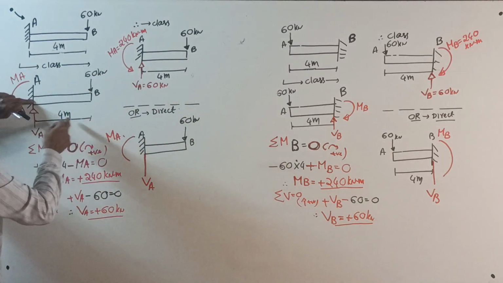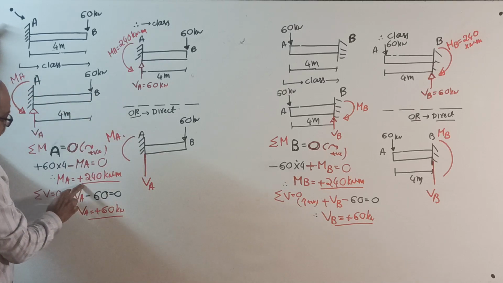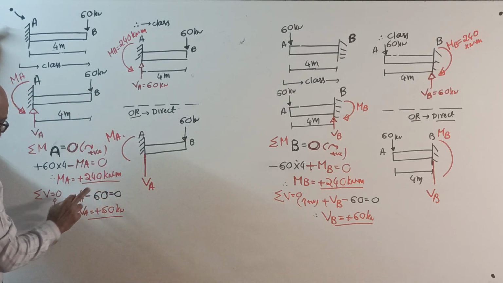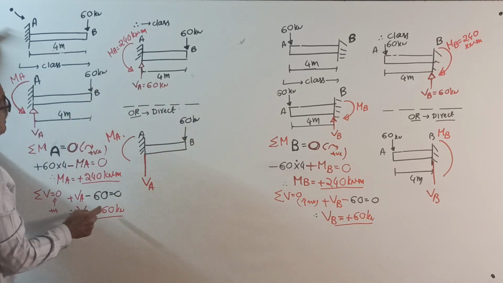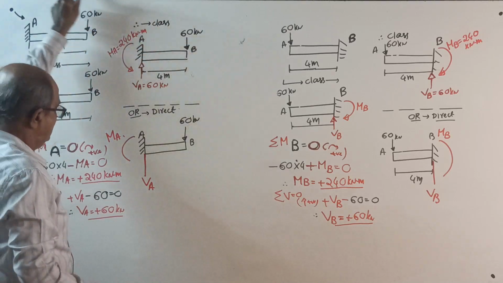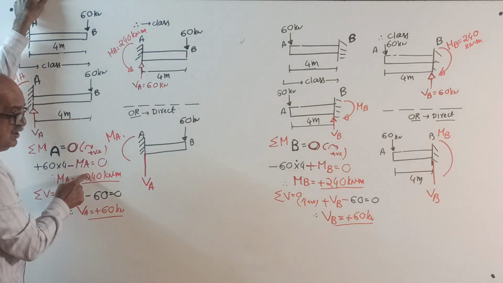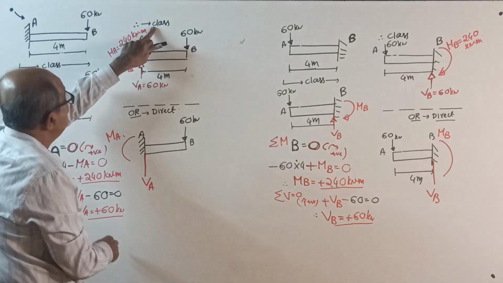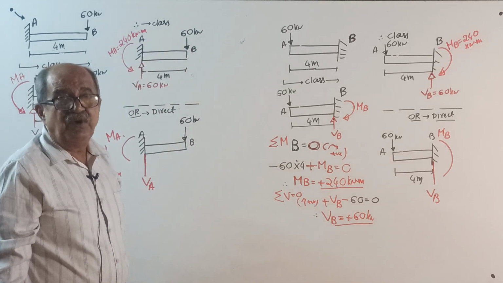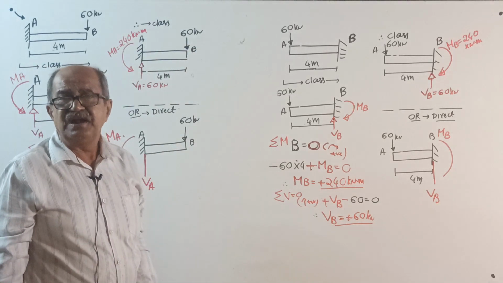Plus 60 into 4 minus MA equal to 0. MA will come plus 240. Sigma V equal to 0: VA minus 60 equal to 0. VA will come plus 60. Positive sign we got. Therefore, write here, first of all, we got positive sign, so both directions are correct.